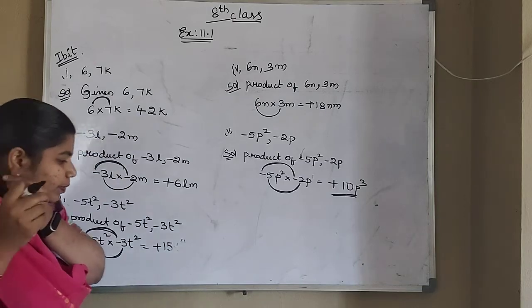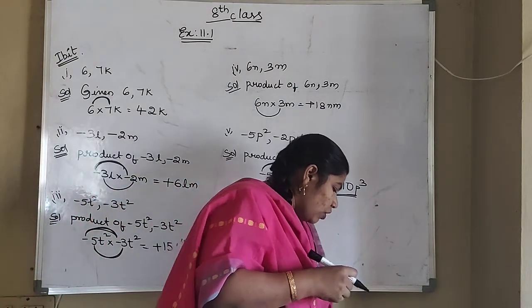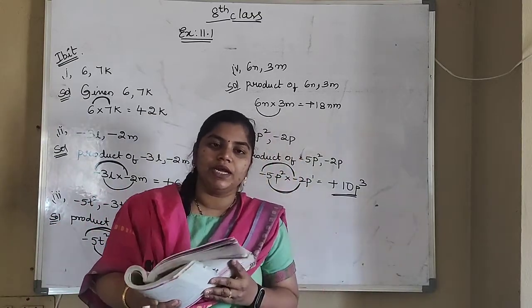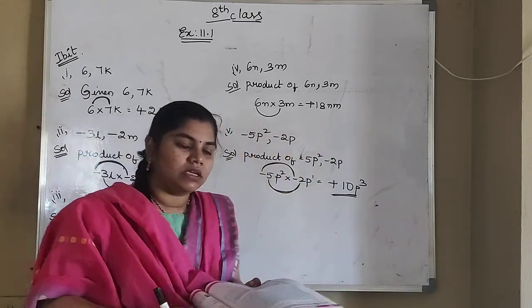The second bit you can complete by yourself. Complete the table of the products. You have to multiply each and every term and fill that table. So I am starting the third bit now.